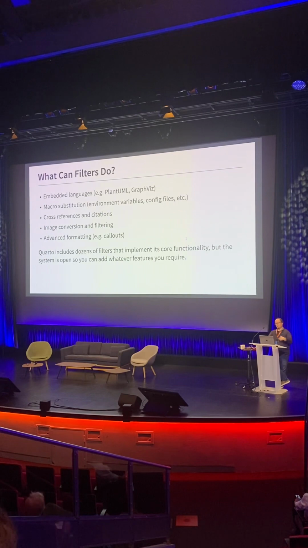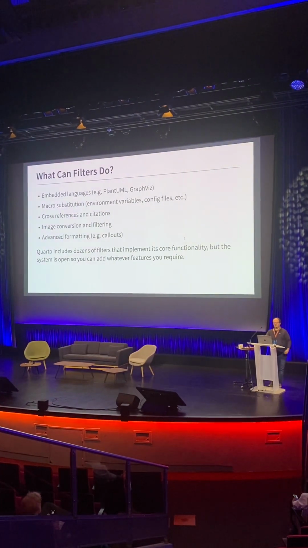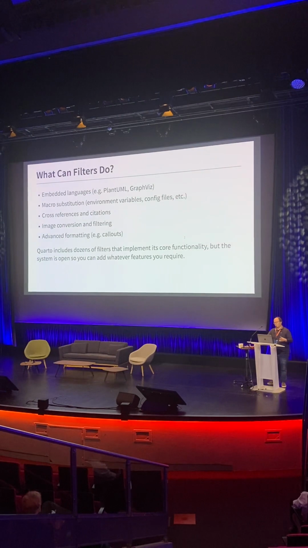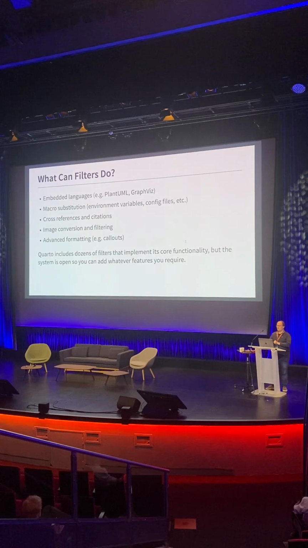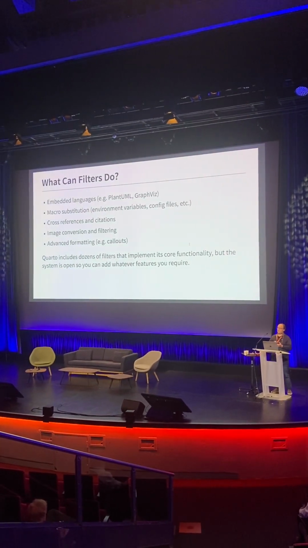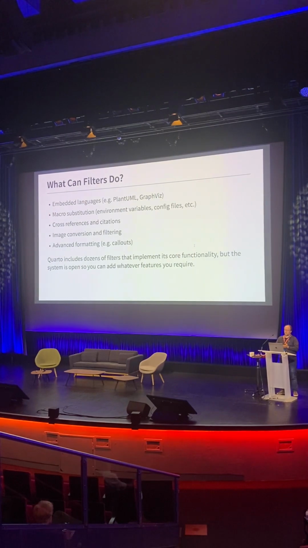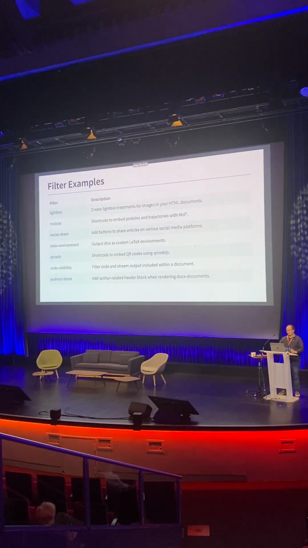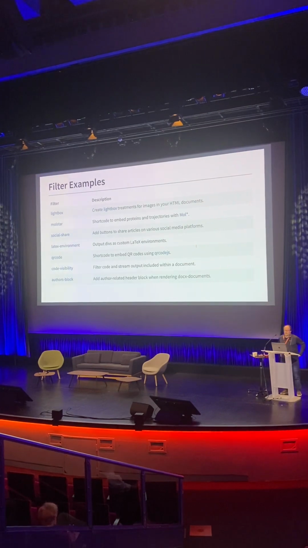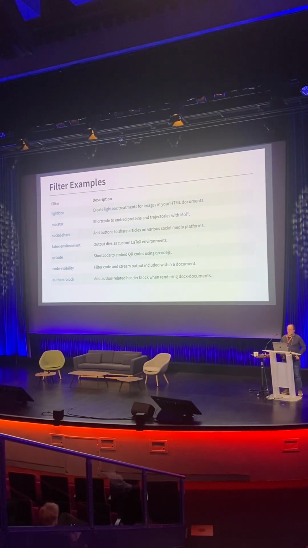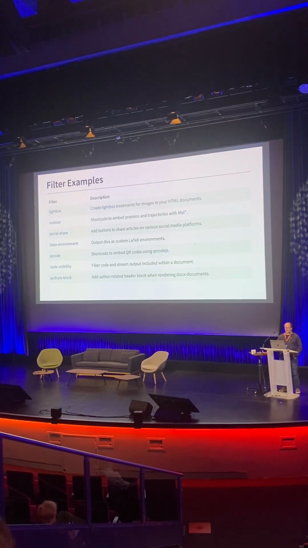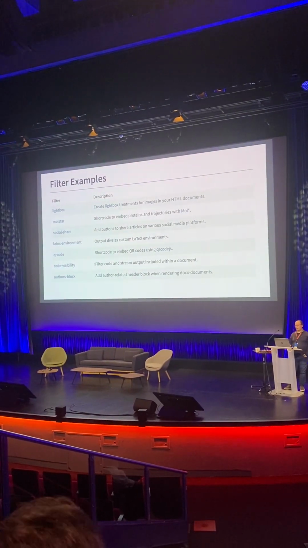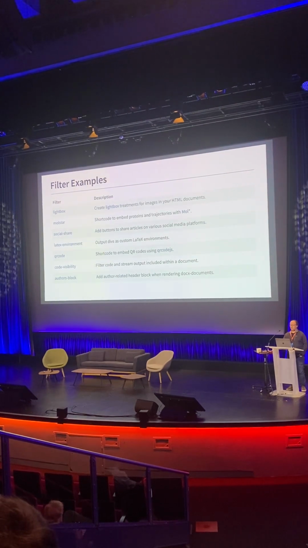So cross-referencing, citations, embedded languages, macro substitution, image conversion. We actually have dozens of filters built into Quarto, but you can write your own filter. So many times users who want a feature do not need to wait for us to implement it. You can just implement shortcodes and filters to get the functionality you want. There are dozens of them you can find on our site, but here are some examples: lightbox treatments for images in HTML, a shortcode for embedding chemistry visualizations, QR codes, more tailored options for how code is displayed. So filters are a really, really powerful way to extend the system.